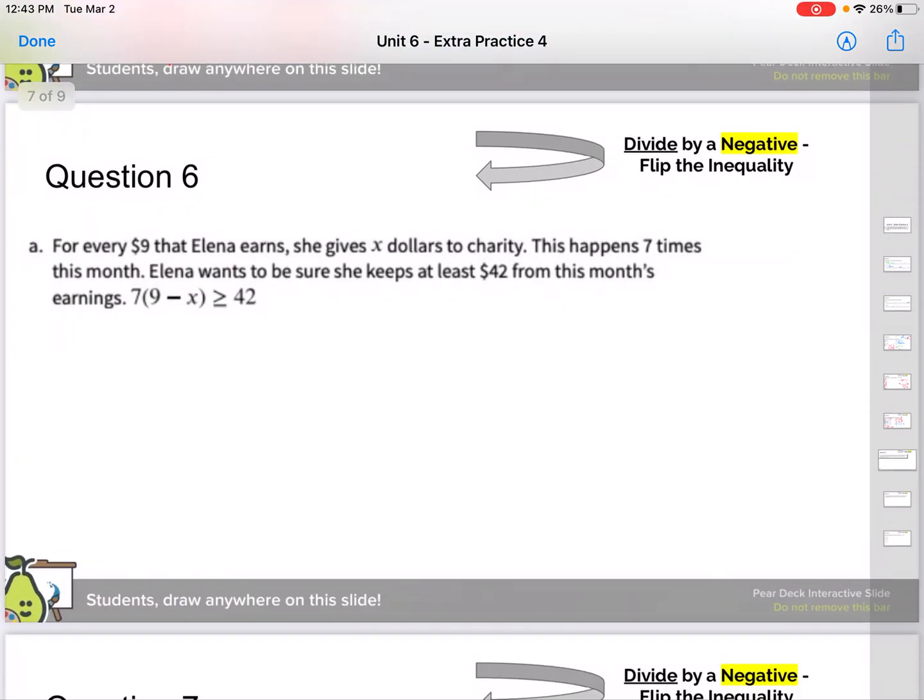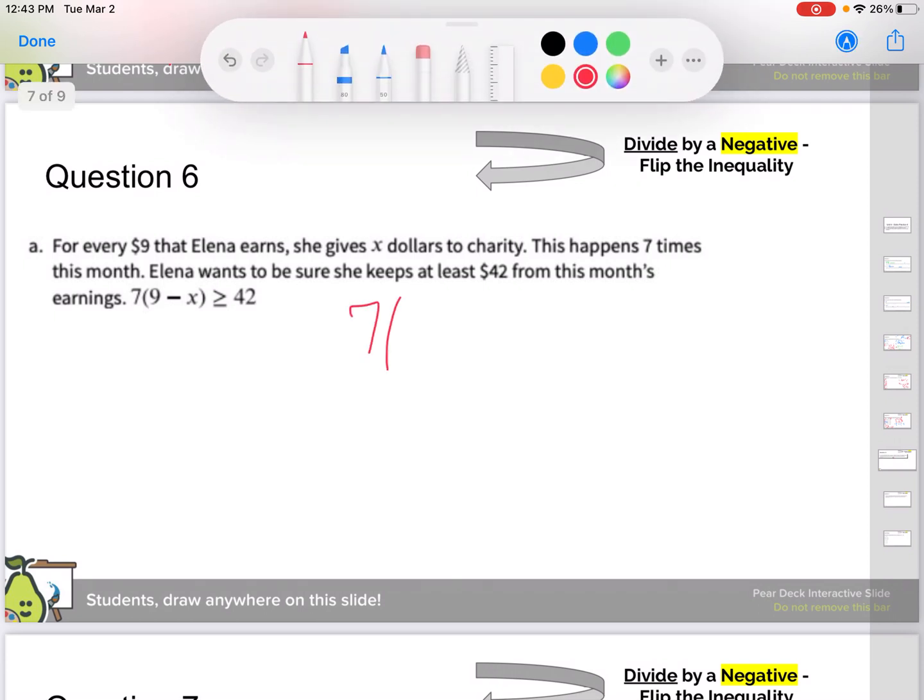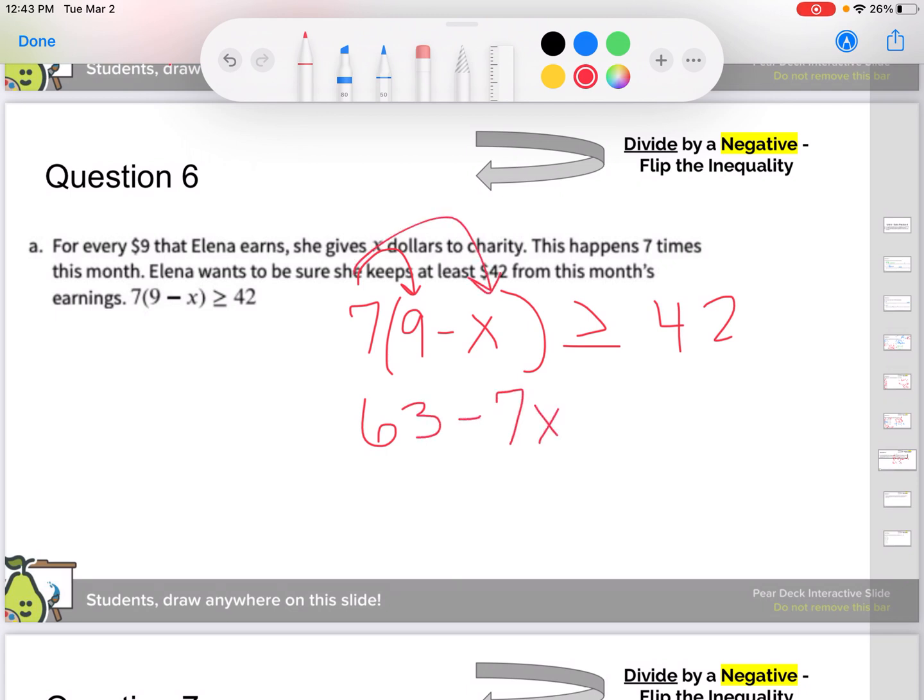All right, for every $9 that Elena earns, she gives x dollars away to charity. This happens 7 times this month. Elena wants to be sure that she keeps at least $42 from this month's earnings. Okay, so I'm going to start with my distributive property. So 7 times 9 is 63. 7 times minus x is minus 7x. Is greater than or equal to 42.